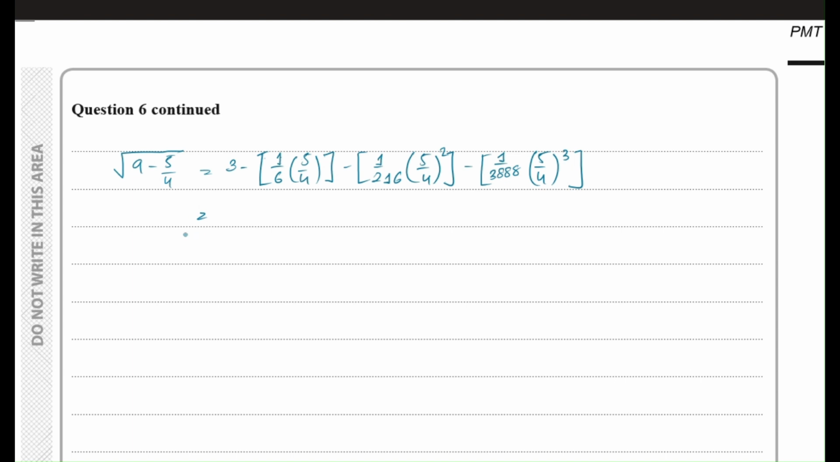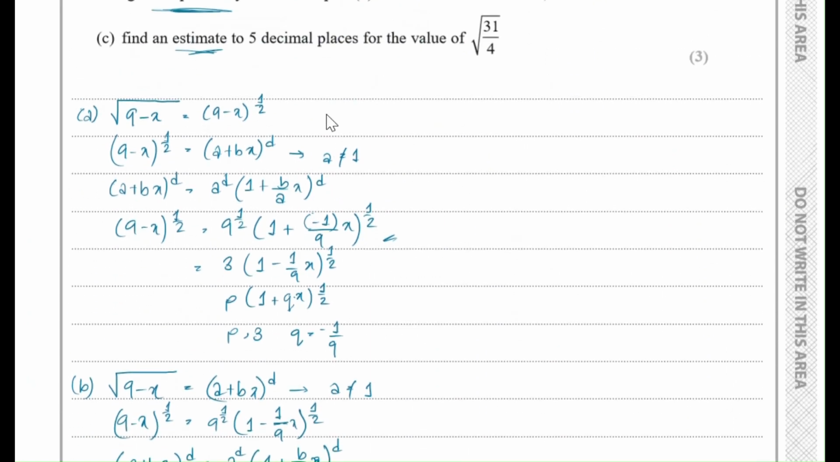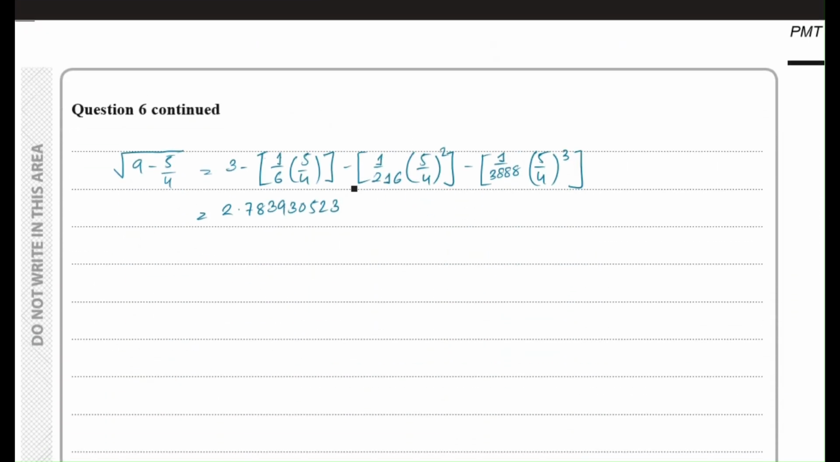So if you solve this, it would be 2.78393030523. And they asked us to give the answer in 5 decimal places. So 5 decimal places would be 2.78393. So this is the answer, 2.78393 to 5 dp.